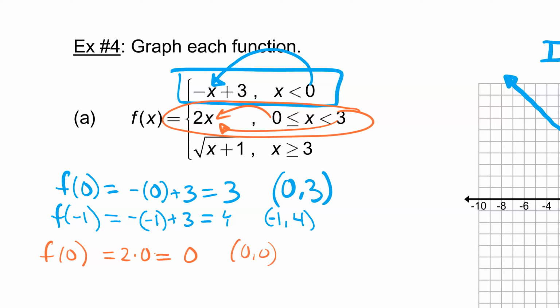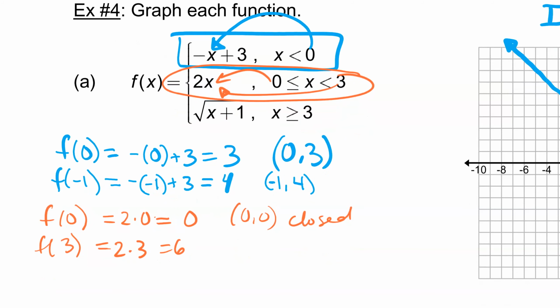So do I have an open or closed circle at (0, 0)? How do you know? Because it's an equal to. So I have a closed circle because it's equal to. And when I plug in 3, 2 times 3 is 6. So at (3, 6), is it going to be open or closed? It'll be open, because it's only a less than, it's not "or equal to." So I want you to put those 2 dots on your graph, connect them, and then discuss how you would do the third part.